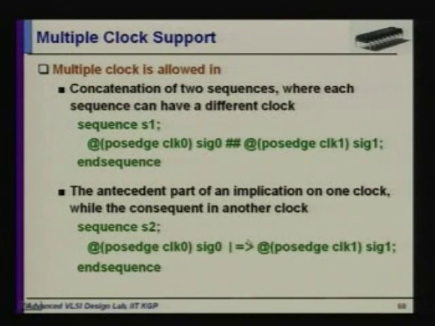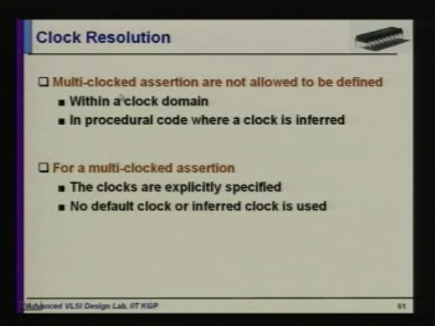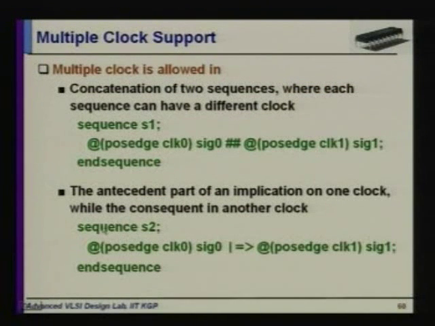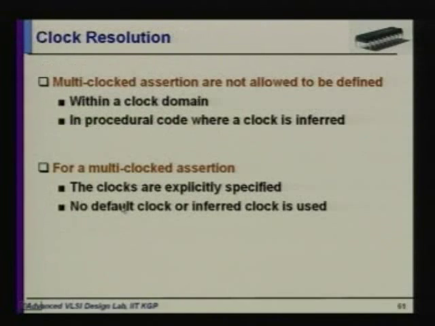It is also possible. But there are some rules in clock resolution. Multi-clocked assertions are not allowed to be defined within a clock domain. Like if you define @(posedge clock 1), and within that @(posedge clock 2), or if you define in a sequence @(posedge clock 3), this is not possible, because you cannot drive the other two clocks within a clock. So within a procedural block where a clock is inferred, it is not allowed. And for multi-clocked assertions, the clocks are explicitly specified. I mean, these are design clocks, and we are using those design clocks. No default clock or inferred clock is used.